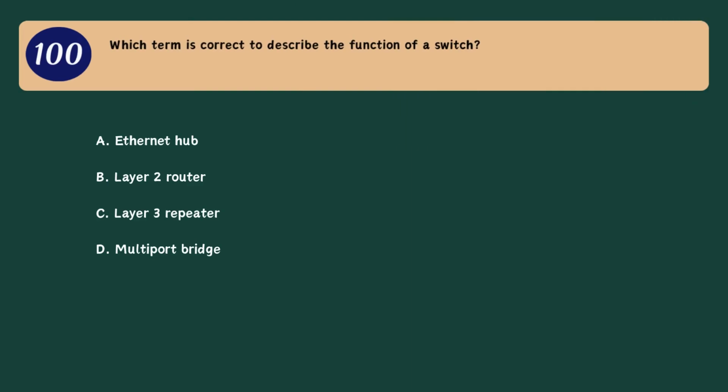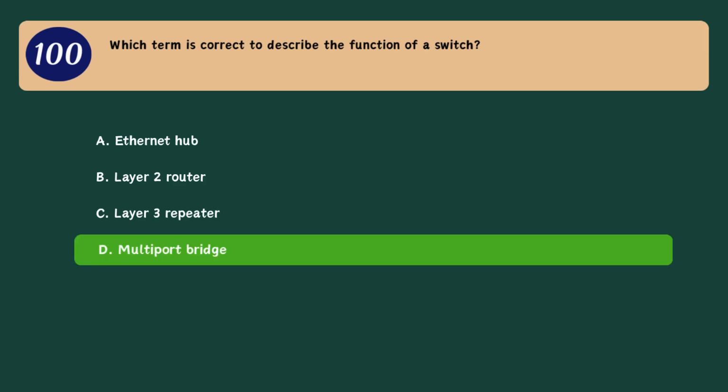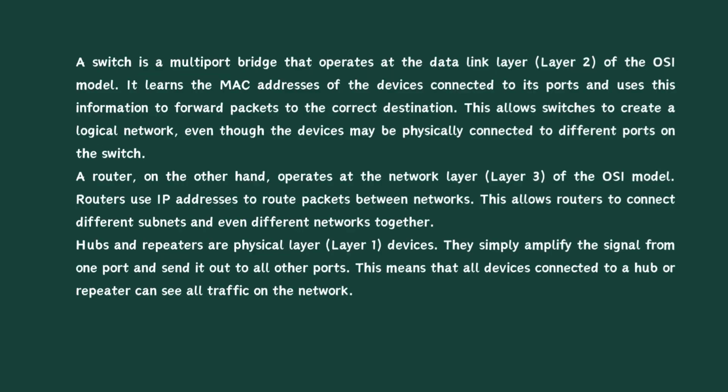Question 100. Which term is correct to describe the function of a switch? A. Ethernet hub. B. Layer 2 router. C. Layer 3 repeater. D. Multi-port bridge. Correct answer. D. Multi-port bridge. A switch is a multi-port bridge that operates at the data link layer, Layer 2, of the OSI model.